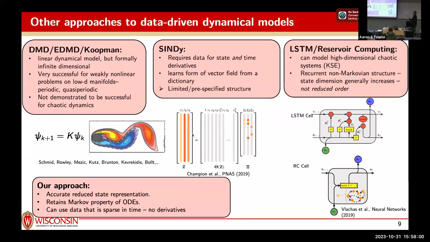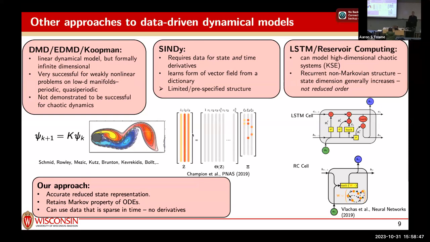And then there's another class of methods that are very powerful that come from the machine learning community. So long short-term memory networks or reservoir computing, these have been very effective at time series prediction. They use past history. So they're not reduced order models. So they're not Markovian. So this idea that you should be able to predict the future only knowing the present, these don't satisfy that. So in that regard, they're not reduced order, they're not Markovian, so they don't fall into the category of the models that we're trying to build, all right? But that said, they're very successful in many time series prediction tasks for very complex systems.